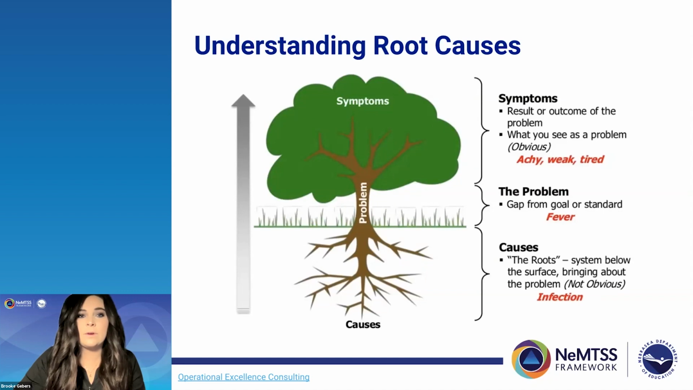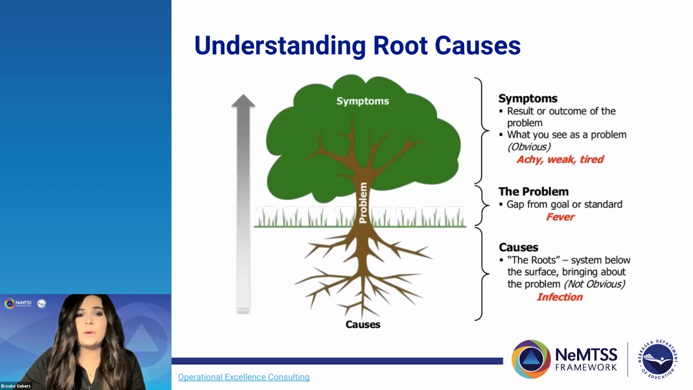In this analogy from operational excellence consulting, there are symptoms that are obvious and can be seen on the surface as a problem. For example, if you weren't feeling well, your symptoms might be that you're feeling achy, weak, or tired. These symptoms are essentially the result or outcome of the problem. Or in the case of this analogy, your symptoms might be the result of a fever. Problems are gaps between your goal or standard of performance. In this case, a fever is a gap between your current state of health and typical wellness.